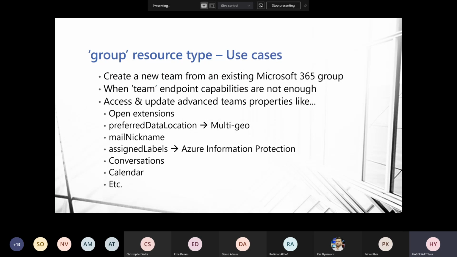The use case of this group endpoint is basically to create a new team for an existing Microsoft 365 group. And you are using the group endpoint when the team endpoint capabilities are not enough, because sometimes you want to interact with advanced properties like the open extension, the preferred data location when you have multi-geo available on a tenant, the mail nickname, the assigned label for Azure Information Protection, and so on. So I'm using the group endpoint when I want to interact with the advanced properties.